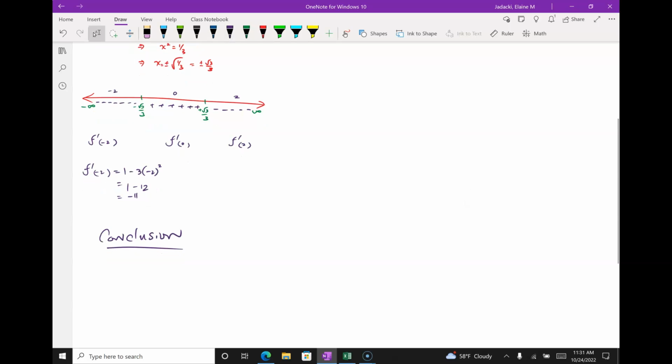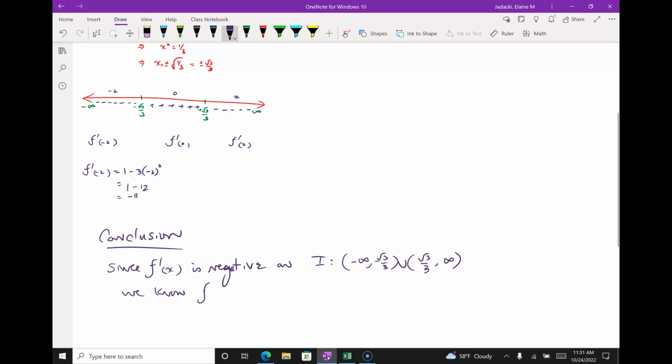So our conclusion here is since f prime of x is negative on the interval from -infinity to minus root 3 over 3, union root 3 over 3 to infinity, we know f of x is decreasing on I.